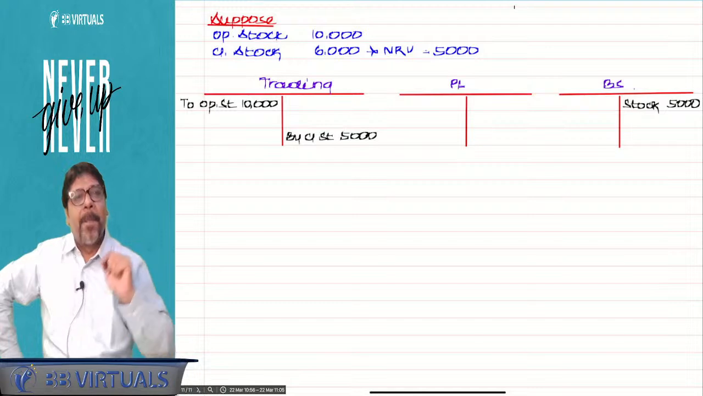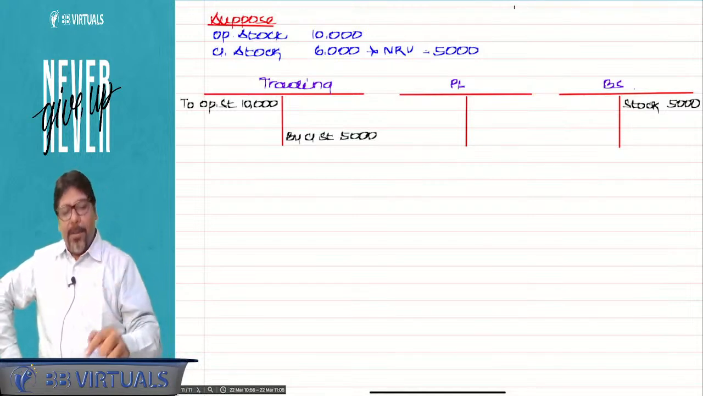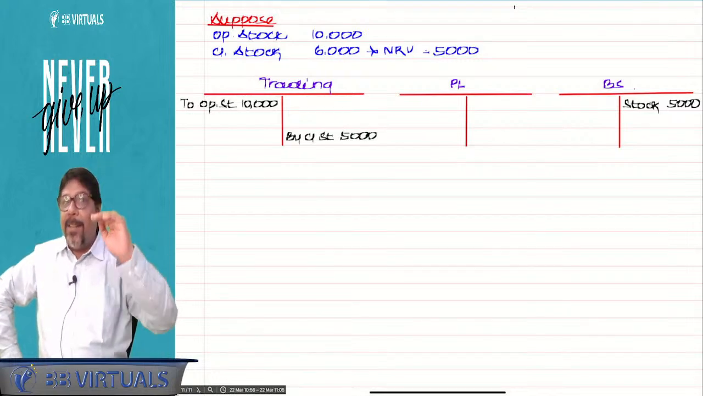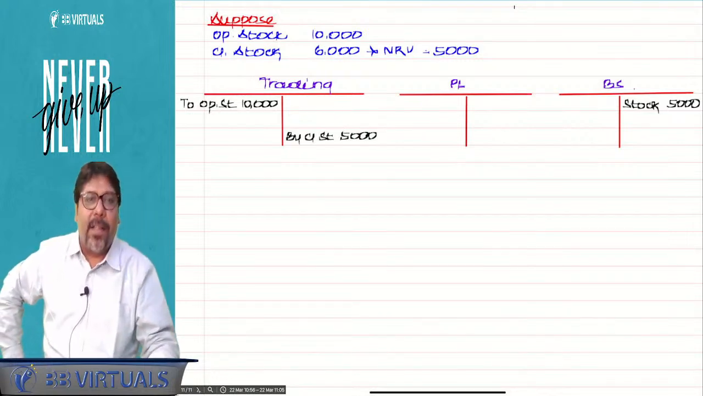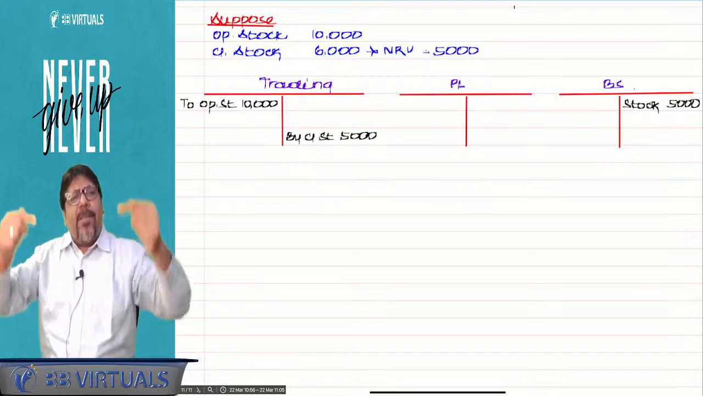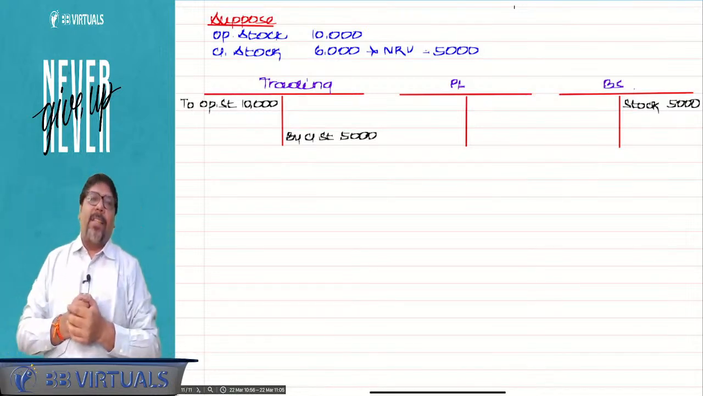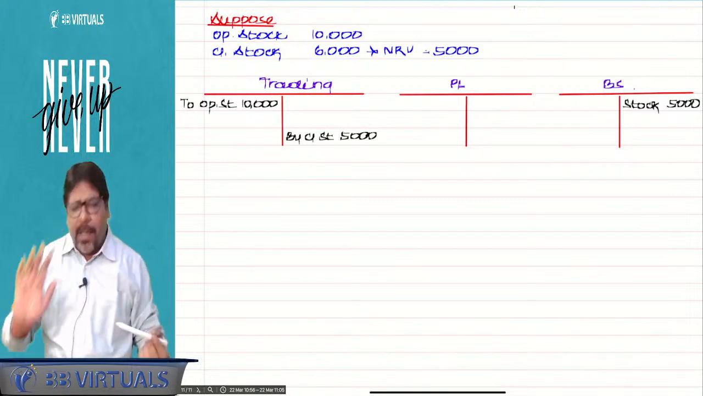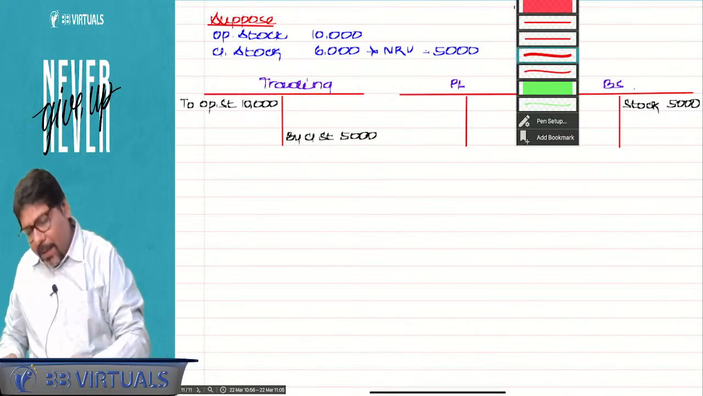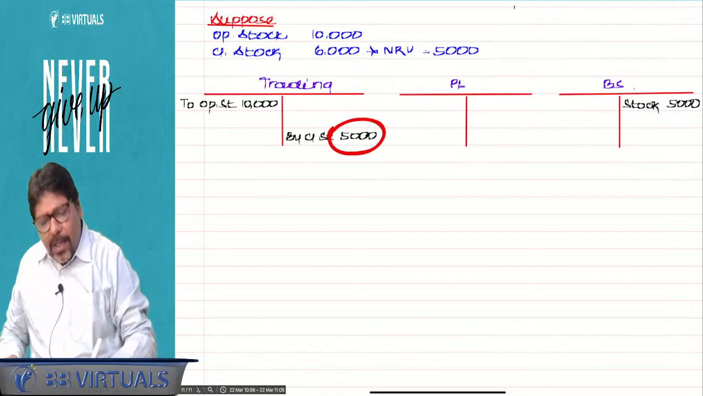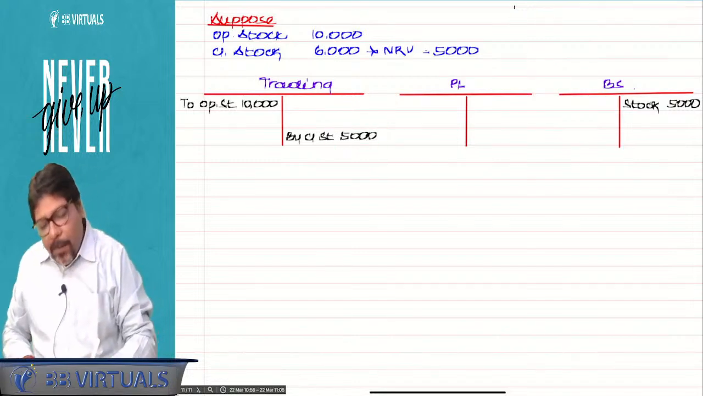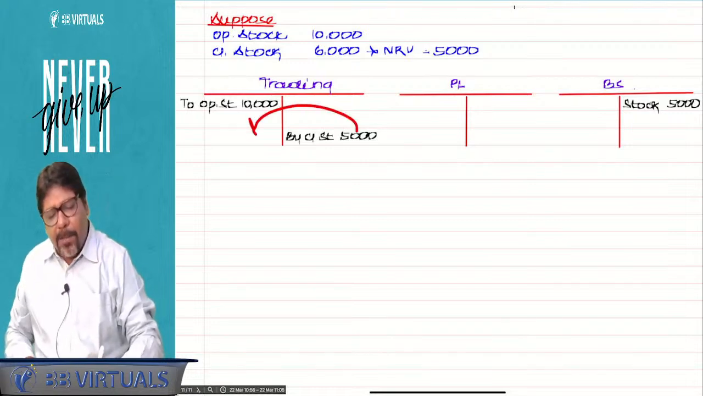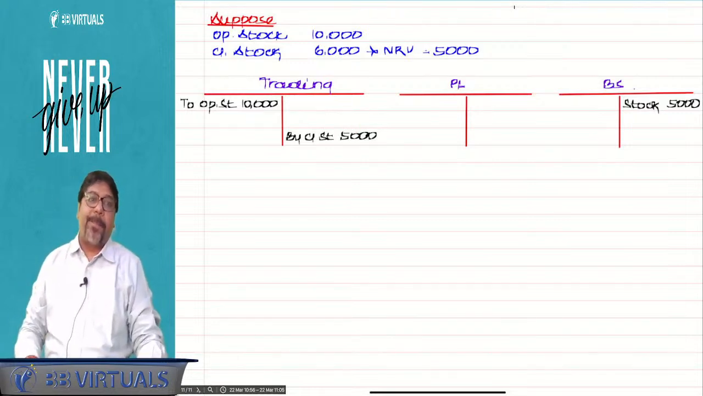Yes, sir. But chartered, you reduced your closing stock by 1,000. So the credit side of your trading account has gone down by 1,000. If the credit side of the trading account goes down by 1,000, that means your gross profit goes down by 1,000. Are you understanding what I am saying? Yes, sir. If your closing stock decreases by 1,000, that means your gross profit will also decrease by 1,000.